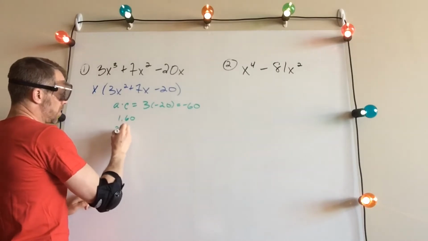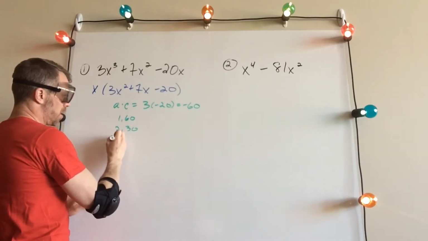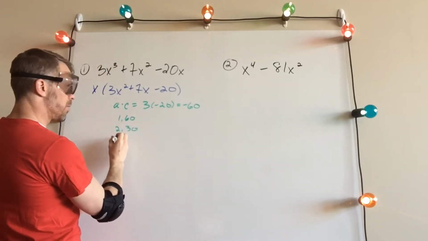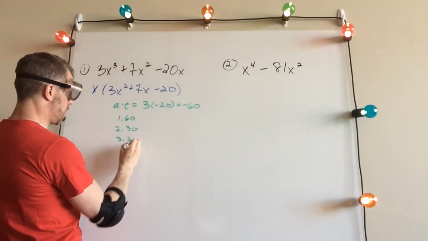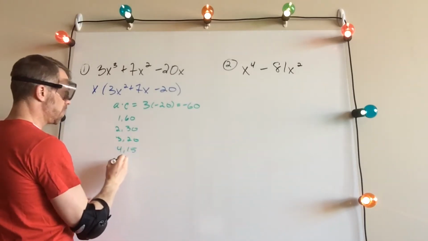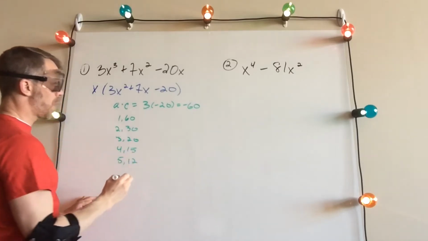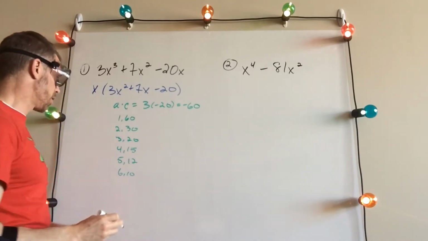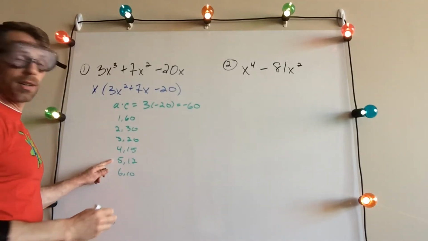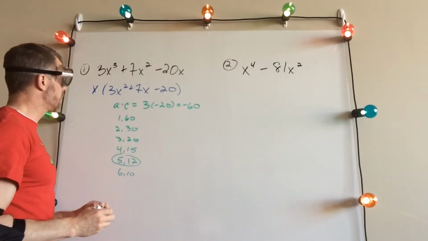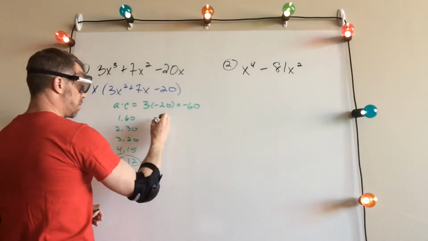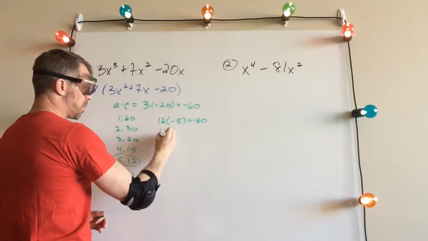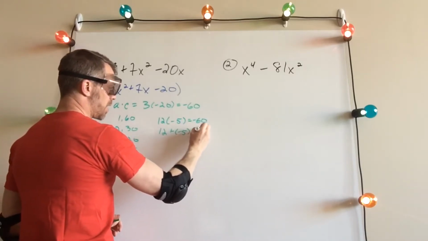1 and 60, 2 and 30, 3 and 20, 4 and 15, 5 and 12, 6 and 10. And then it's just going to start repeating. Looks like right here, if we make one of those positive, one of those negative, we should get to a positive 7. So looks like positive 12, negative 5 gives us negative 60. 12 plus a negative 5 does get us a positive 7.